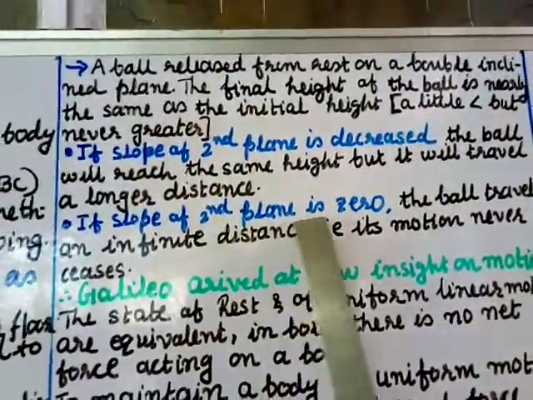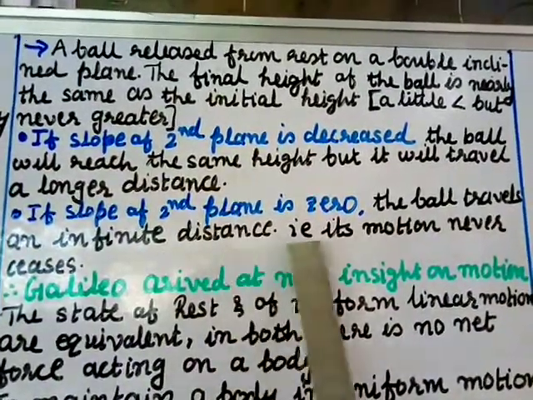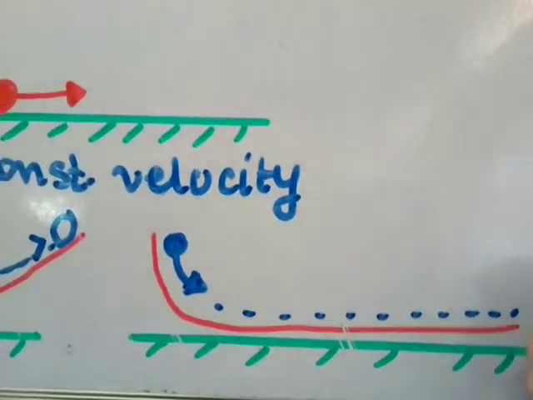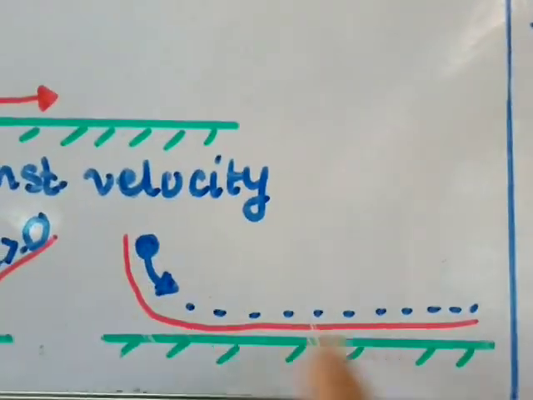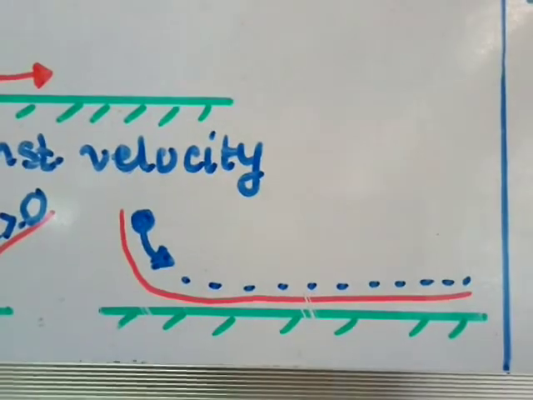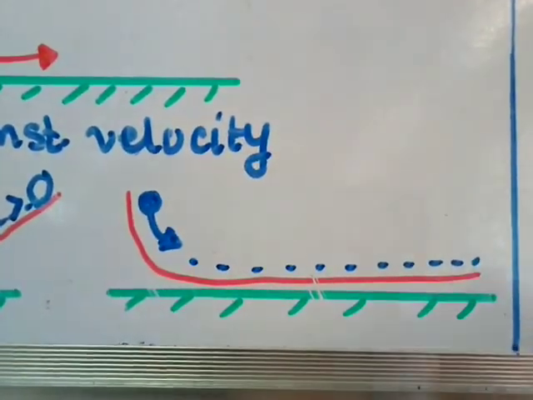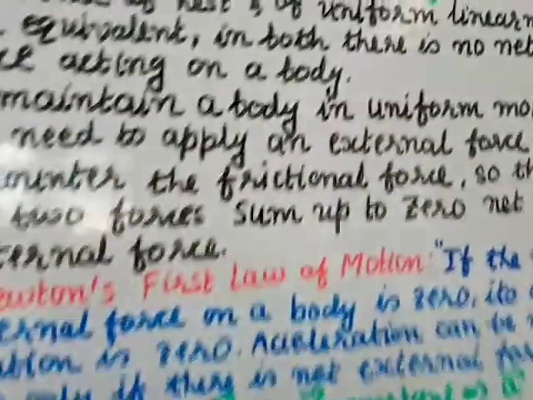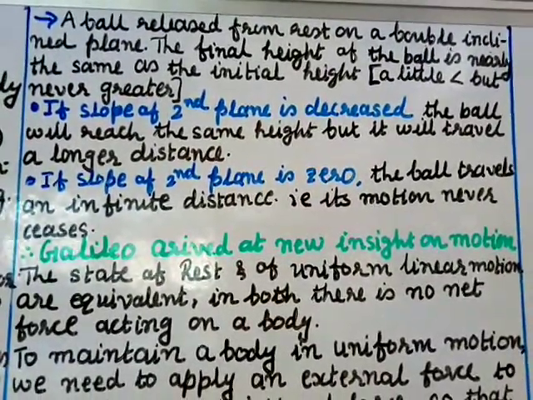If the slope of the second plane is 0, the ball travels an infinite distance, that is, its motion never ceases. In the third case, the slope of the second plane is 0. You can see this is horizontal, right? So when he did this, the ball started moving and it will continue to move if there is no friction. Since there is friction, it will obviously stop. But he said that it will go on infinitely; the motion will never stop. So this is what he studied. There are many experiments, but we have only two in our textbook.